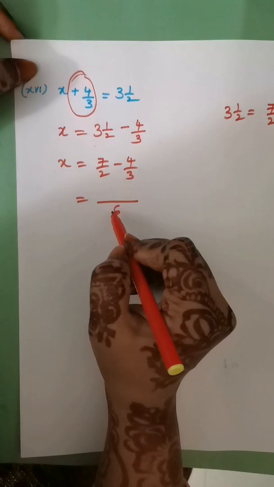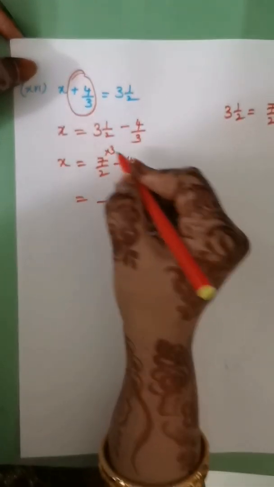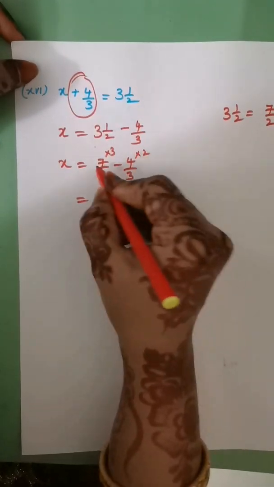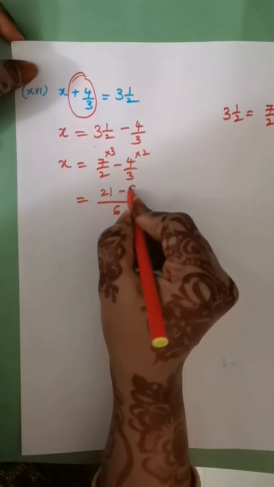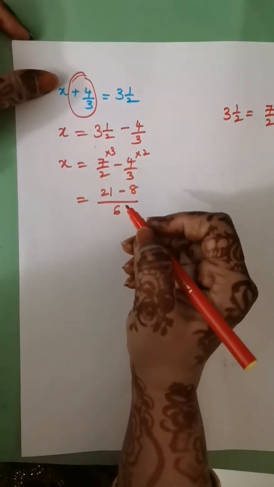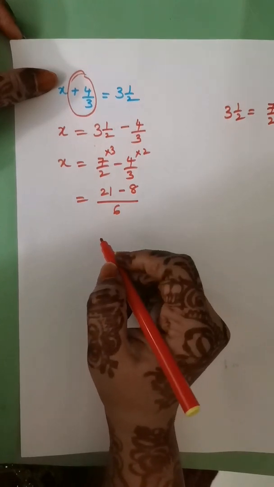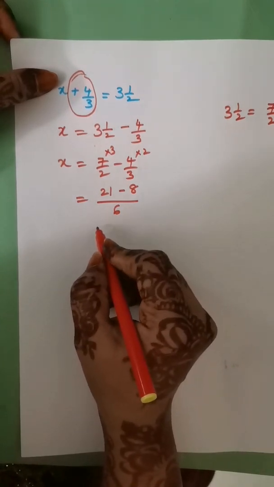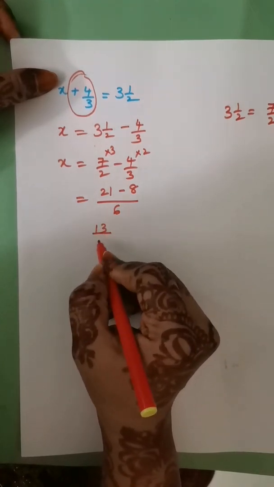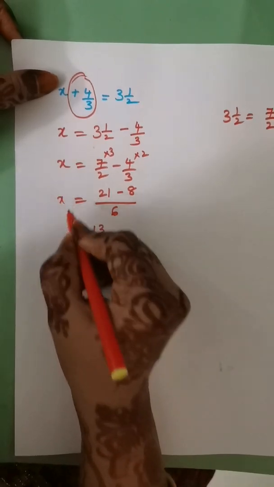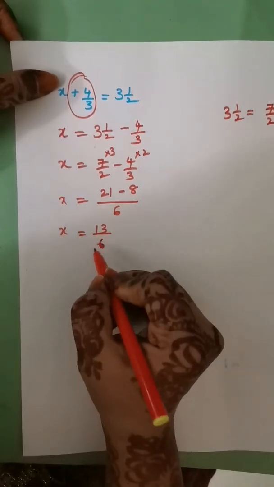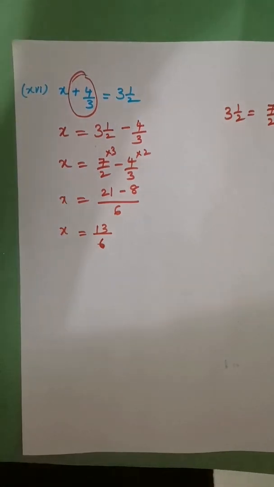Now check the denominator. 2, here into 3, here into 2. 7 3s are 21 minus 8. 21 minus 8, how much? 13 by 6. x is equal to 13 by 6 is the answer.